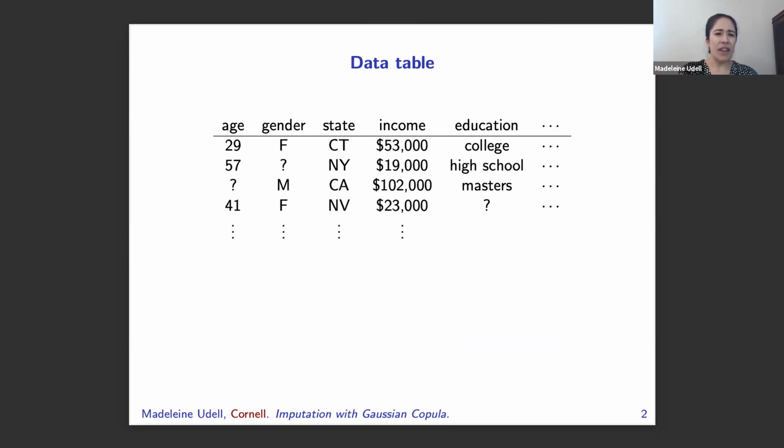So here's an example of the kind of data table I have in mind. It's a survey data set. Every row is a person, okay? So I know some things about the people. Maybe I know how old they are. Maybe I know what gender they have recorded on this form. Maybe I know what state they're in or what their income is or their level of education, okay? And the things to observe about this data set are, well, I'm showing 4 rows, but there could be a lot of rows. I'm showing 5 columns, but there could be lots of columns.